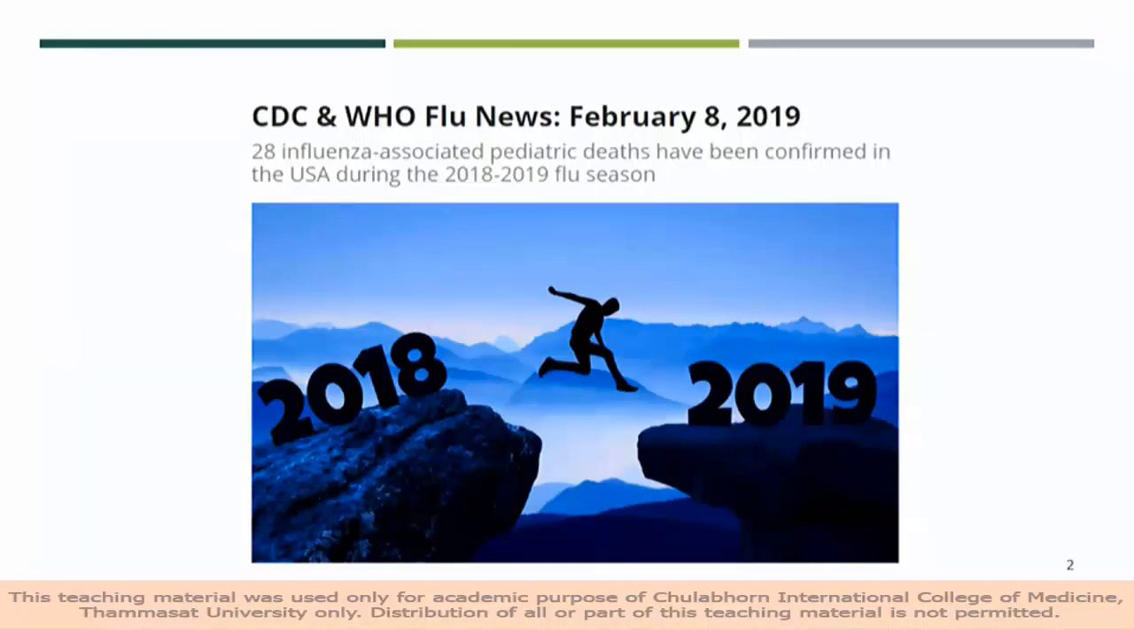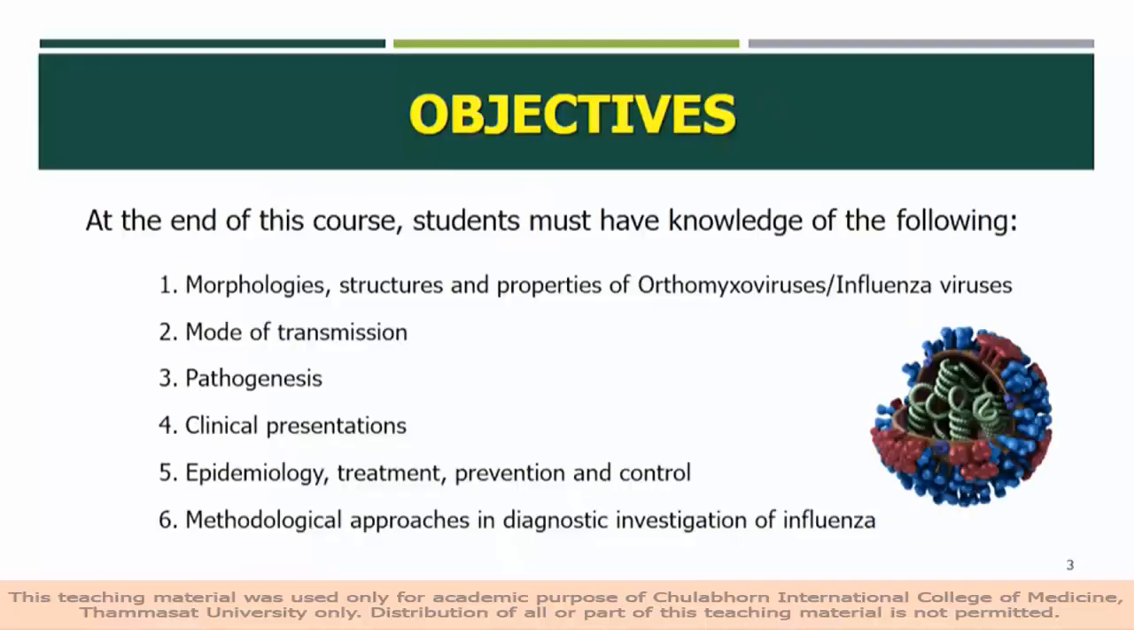The report from CDC and WHO in recent years show that there are 28 influenza-associated pediatric deaths that have been confirmed in the USA during this flu season. And in our country, the influenza virus occurs every year too. So we have to know about this because you are the person that may work in medical care and have a chance to be exposed to patients with influenza virus infection. And this is the objectives for this lecture.